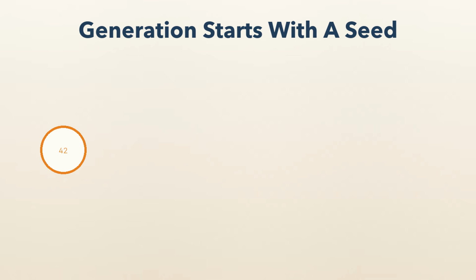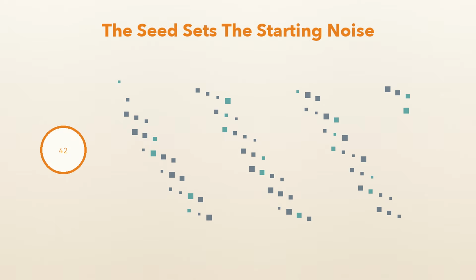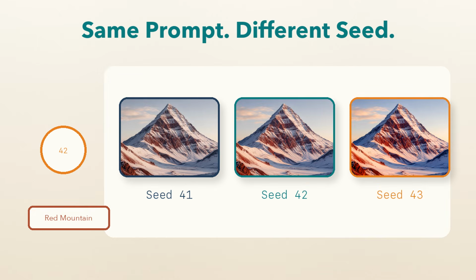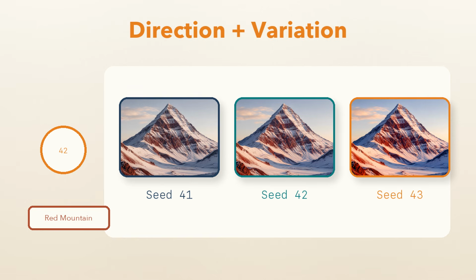Generation begins with random noise, often called a seed. The seed determines the starting arrangement of pixels or latent values. Two different seeds can produce two different images from the same prompt. The prompt gives direction, but the random starting point gives variation.